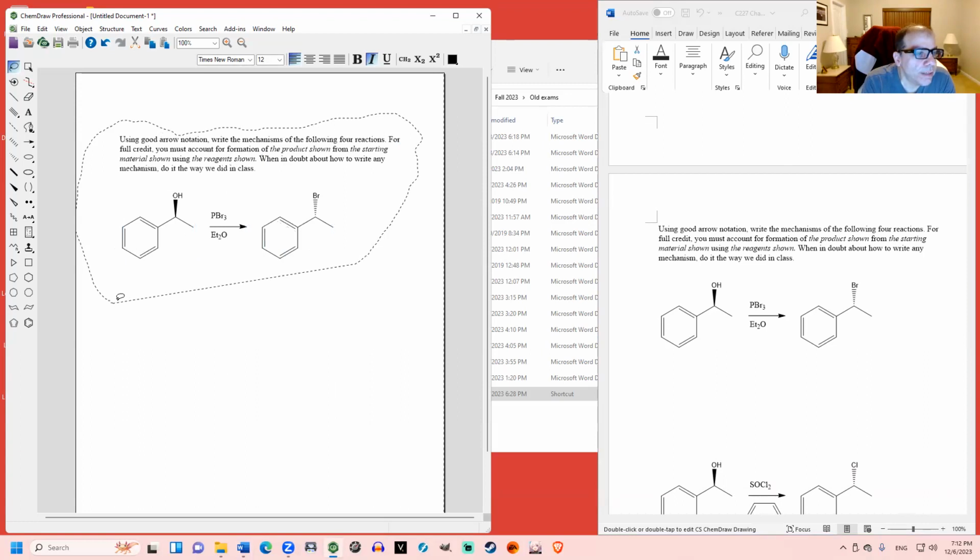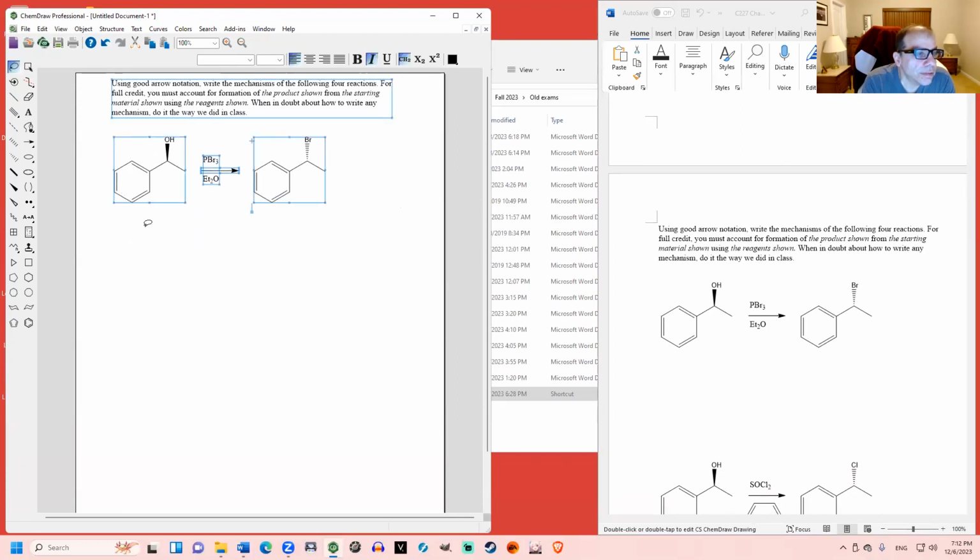So let's do these mechanisms. This is the reaction of an alcohol with phosphorus tribromide to give the inverted alkyl bromide. And whatever stereochemistry you started with, you get the opposite stereochemistry of the bromide. That's because an SN2 step happens in the mechanism.